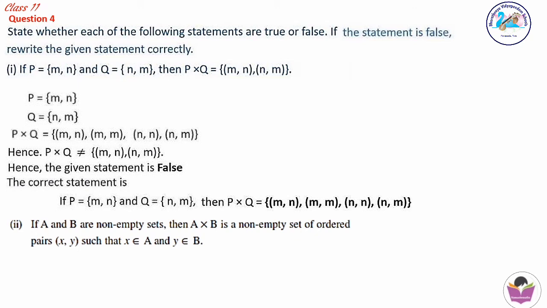Once again, two sets are there, they are non-empty sets, meaning elements are there. Then A cross B is also a non-empty set which will have some elements, and those elements are in the form of (X, Y) ordered pairs, where the first element belongs to the first set and the second element belongs to the second set. We have to verify whether this statement is true or false. While explaining, some of you might have already come to a conclusion that this is right or wrong. So you will try this question as homework.